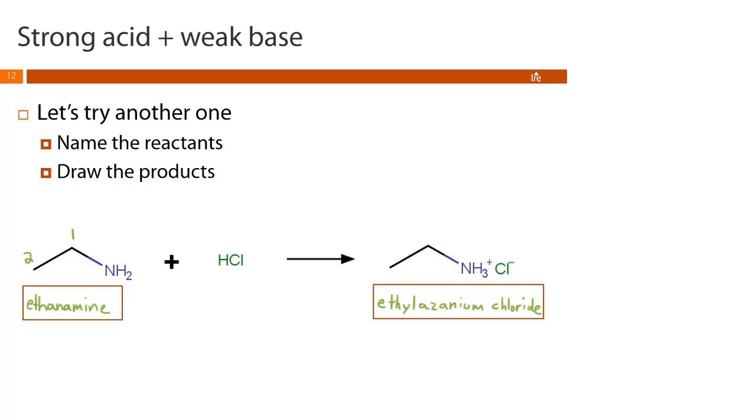Okay, so we've covered neutralization reactions using a strong acid and a strong base, a strong acid and a weak base, and a weak acid and a strong base. So that only leaves one combination left, our weak acid and our weak base, but we're going to save that for next time when we learn how to synthesize amides.